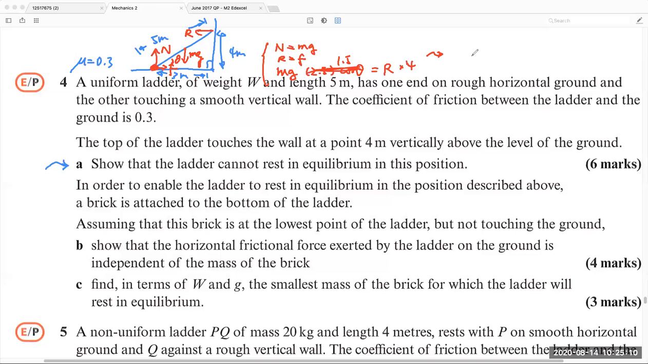And then R equal to 3 over 16 mg. That equal to friction. And then the normal should equal to mg. But then you know that the maximum value of the friction should be 0.3 N, that means 0.3 mg. But this value is smaller than 0.3.